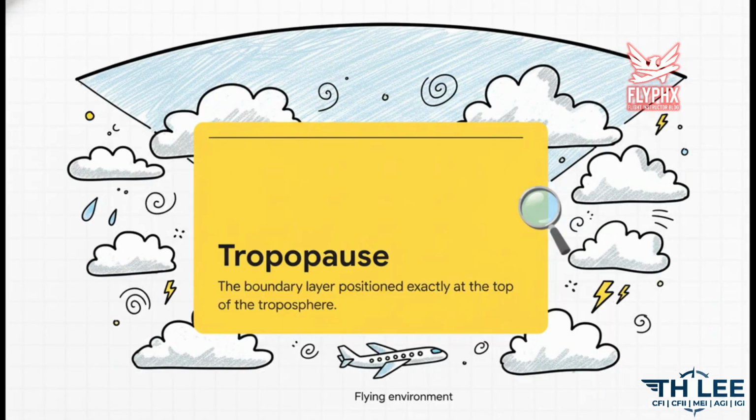Marking the very top of our flying environment is a critical boundary layer known as the Tropopause. You can basically think of the Tropopause as the ceiling of the troposphere. Because of the really distinct temperature changes that happen up there, it effectively traps moisture and weather right beneath it, keeping all that action contained within the troposphere where we fly.